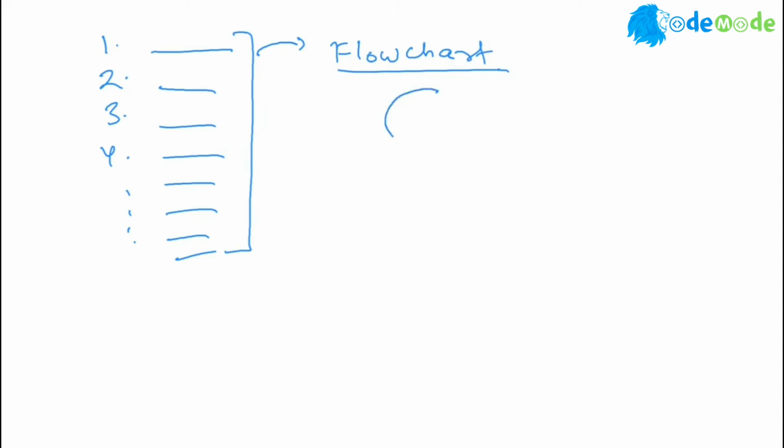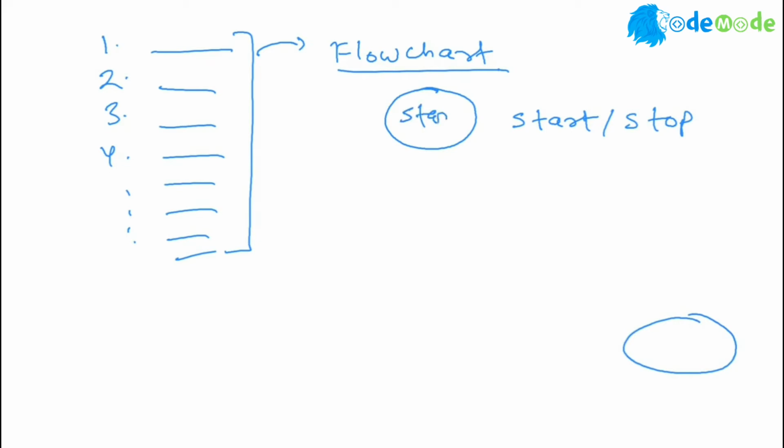We use different shapes to denote the purpose or meaning of each step. For example, an oval is used for start and stop. Every flowchart starts and stops. So this is your start, this is your stop, and you use connecting lines to connect them. Of course, this flowchart is not doing anything because it's starting and stopping, and there is no instruction in between, so it is not meaningful.